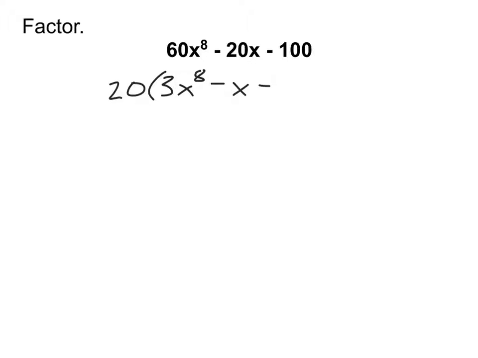Then we just do 100 divided by 20, which is 5. Now that we've gone through all 3 terms, we're done. We end the parentheses, and we have our final factored form.